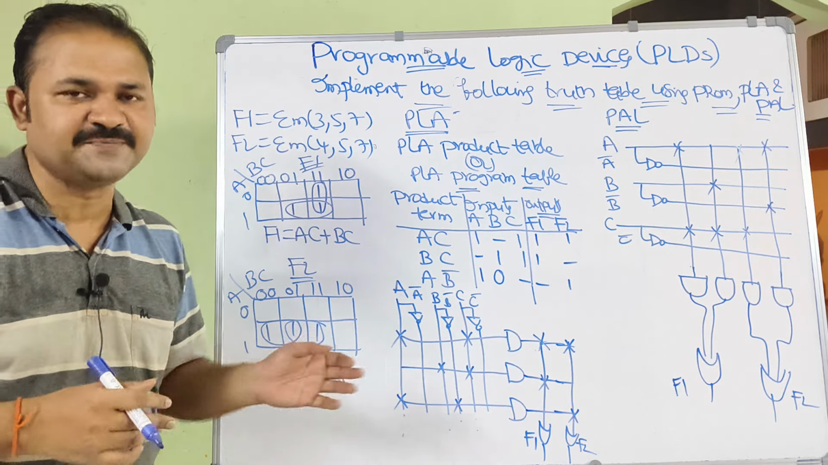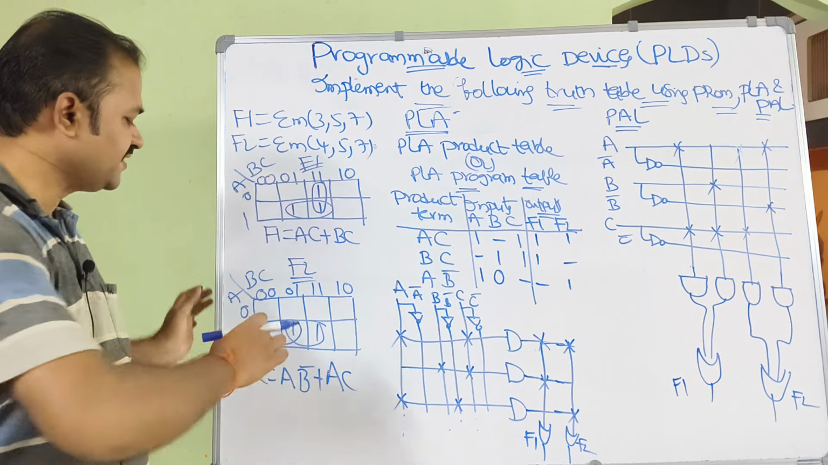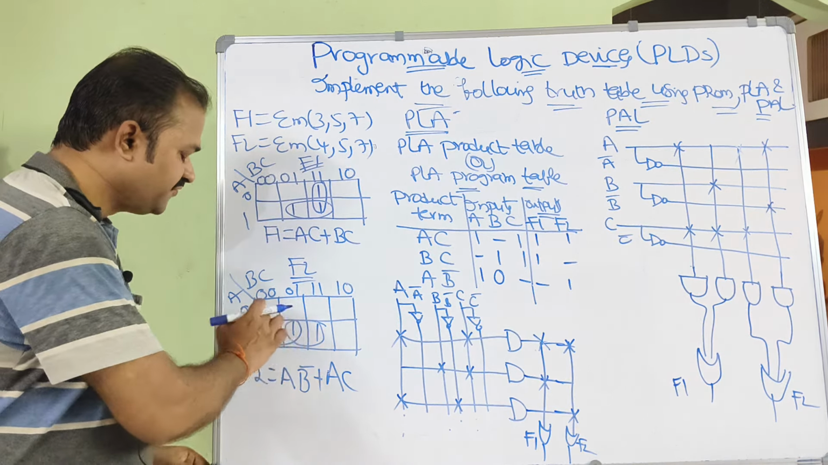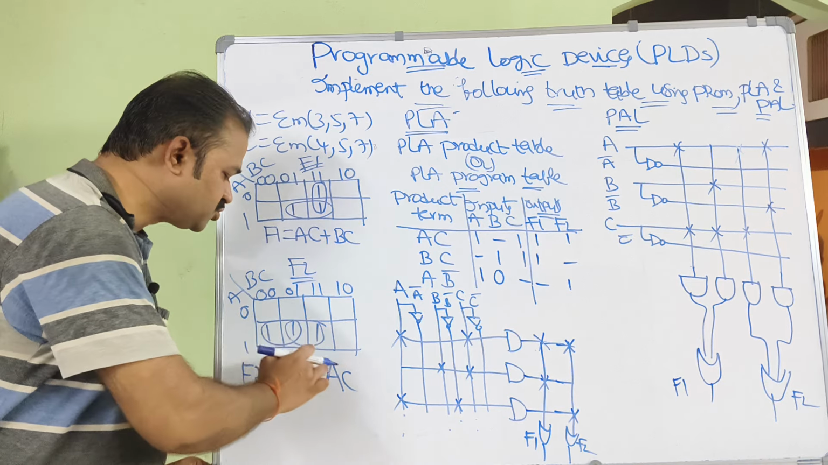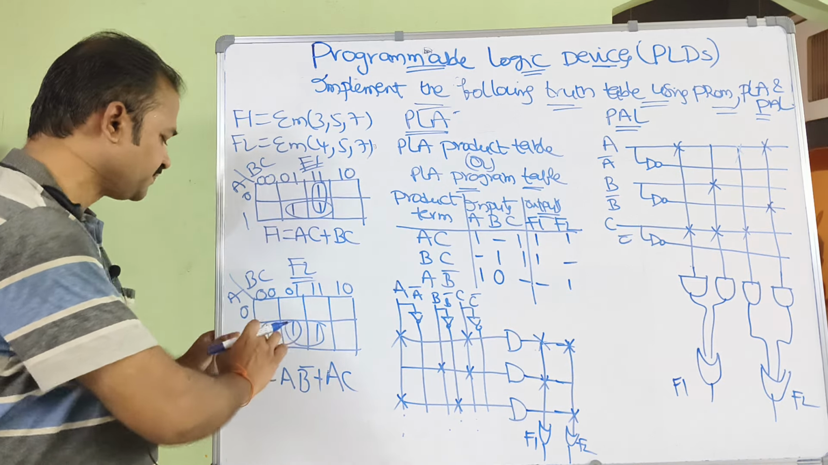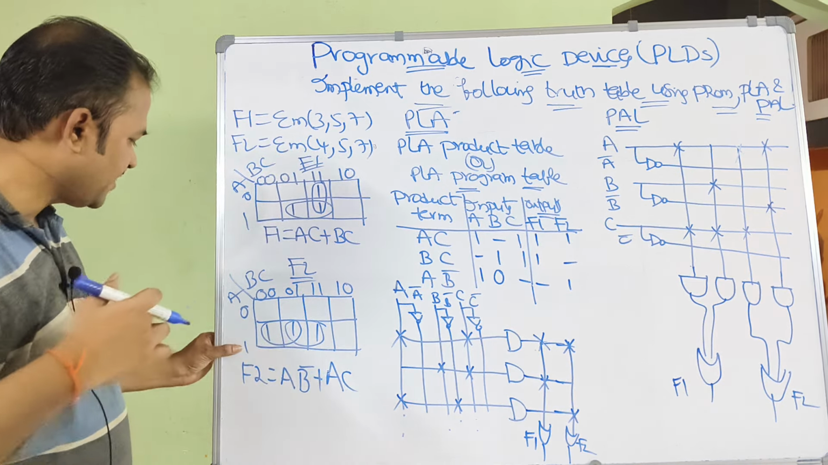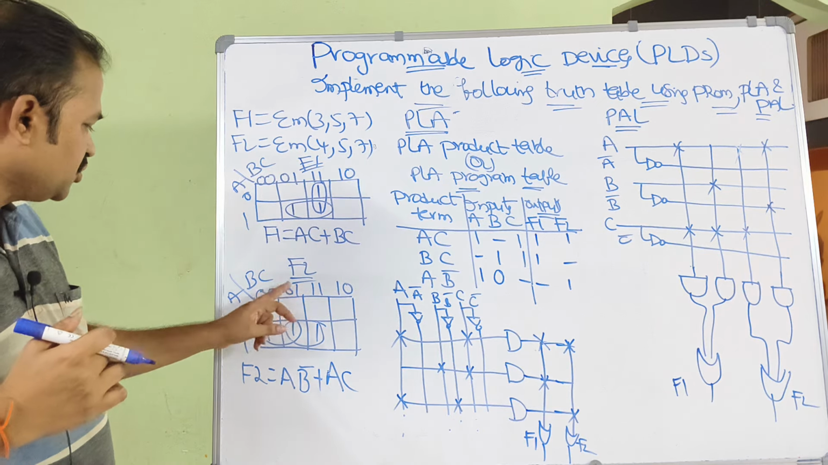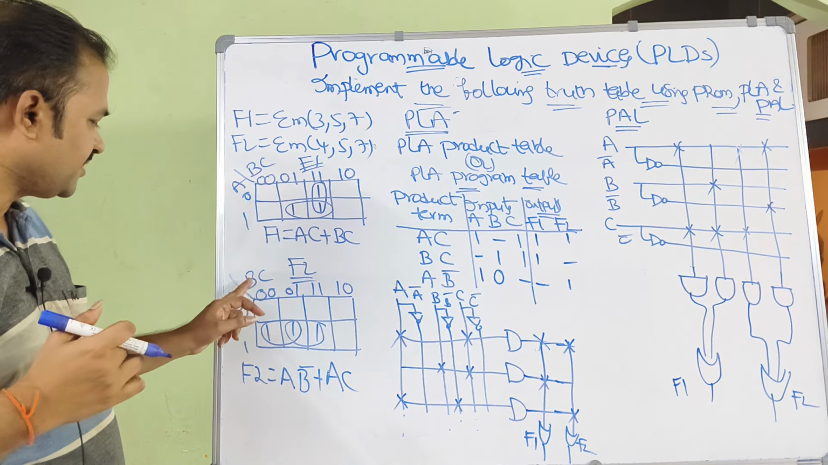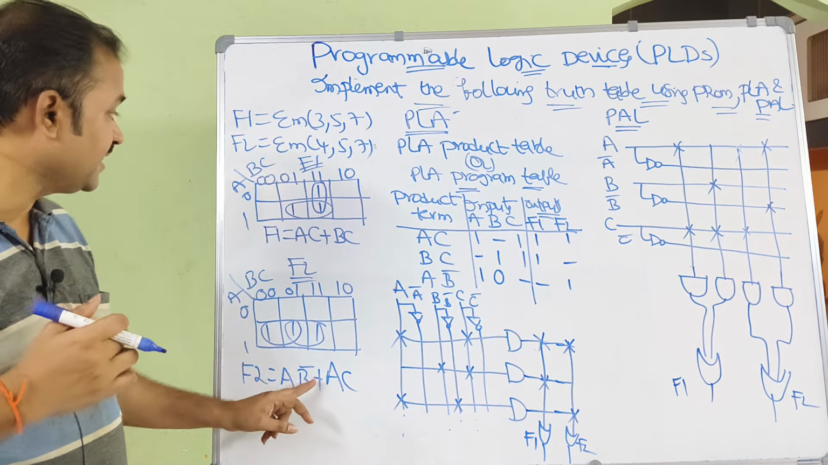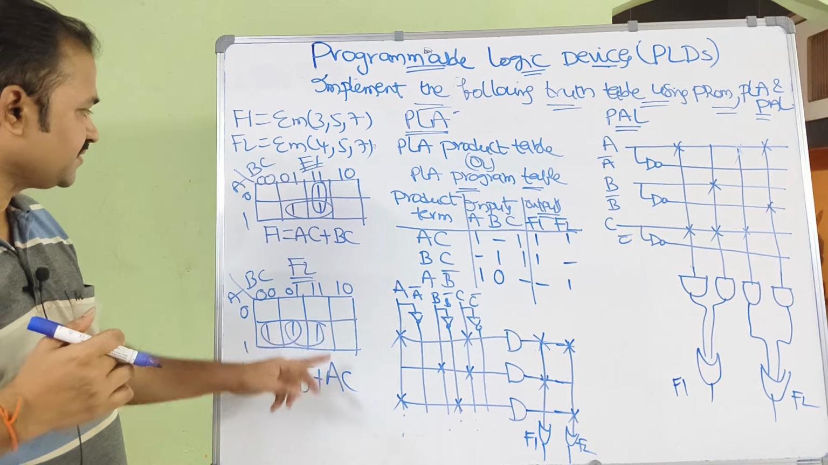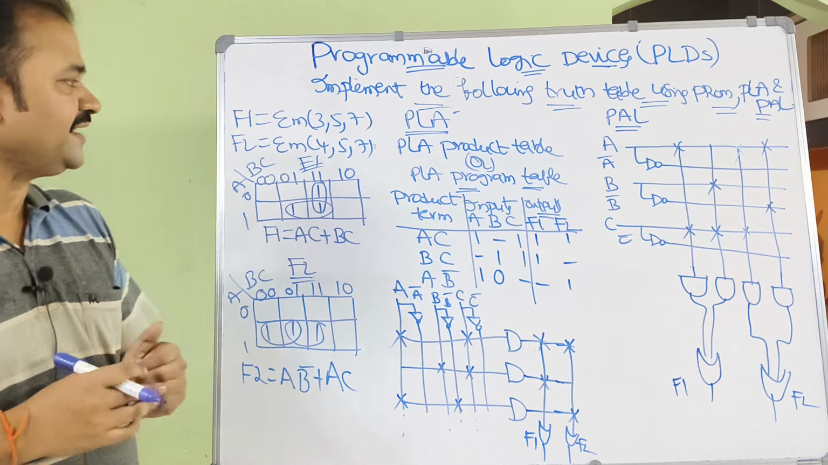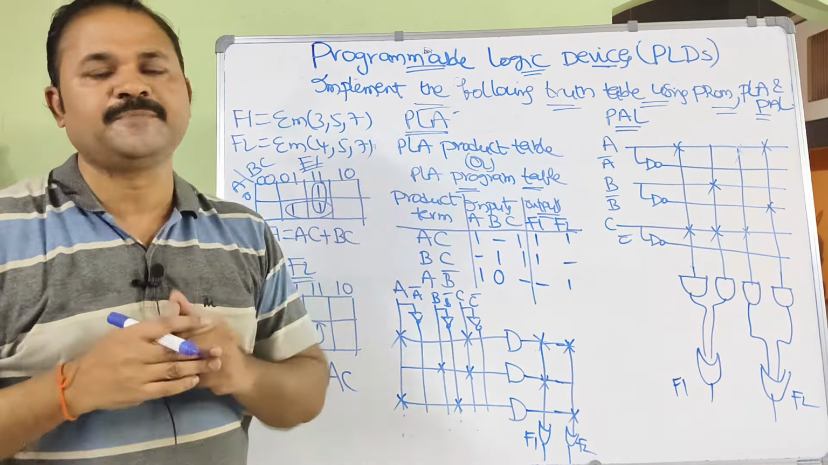Likewise, simplify F2. 4, 5, 7. We can make these two as a group, these two as a group. For the first one, the value of A is 1, 0, 0, 0, 1. So the first 0 is common. That is A B bar, plus, for this pair, AC. Now let us implement with the help of the PLA.